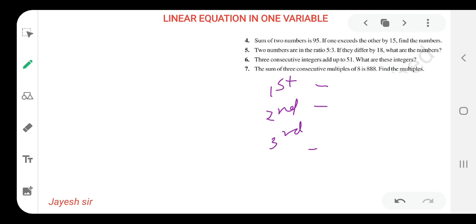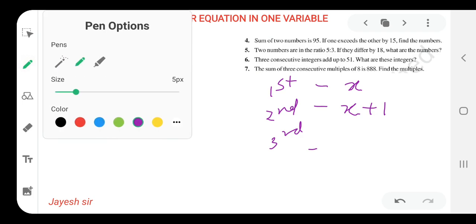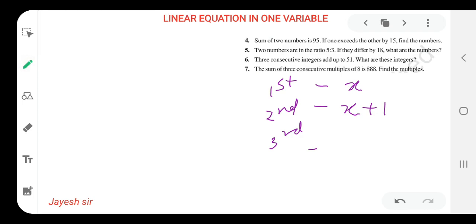So let us assume our first number is x. The value of the second number would be one more than the first number, so the second number would be x plus 1. The value of the third number would be one more than the second number, so it is x plus 1 plus 1, that is x plus 2. In this way we have got our three consecutive numbers, x, x plus 1 and x plus 2.